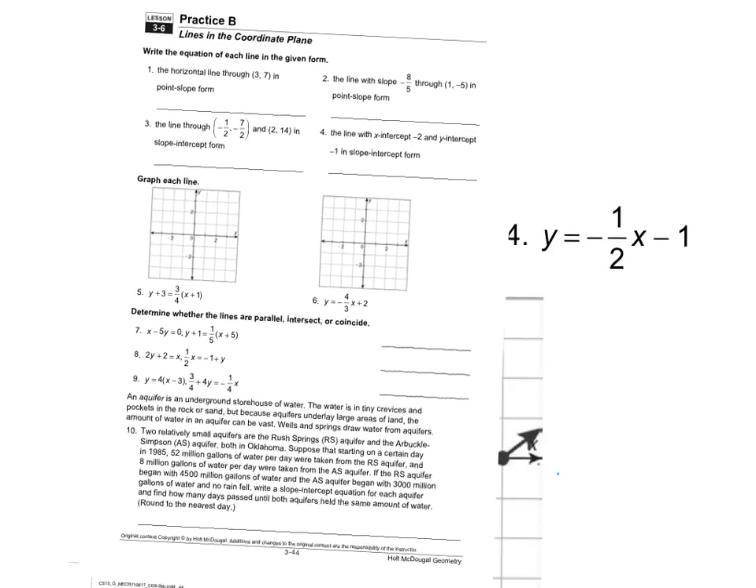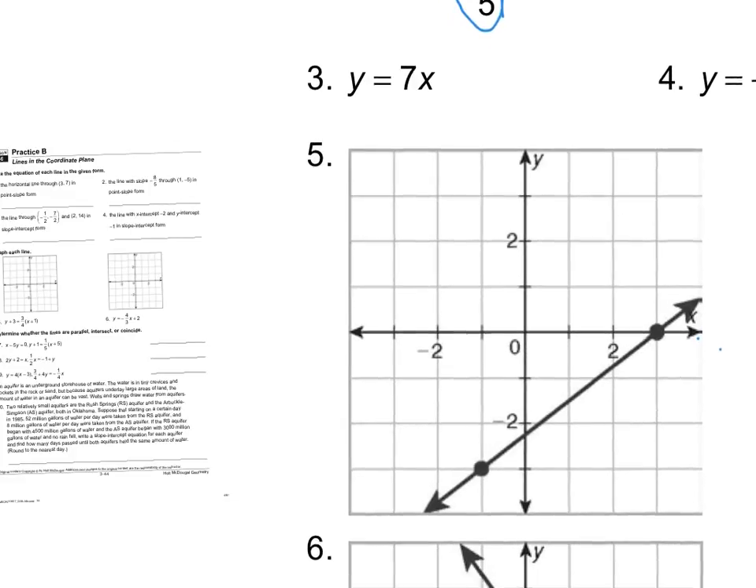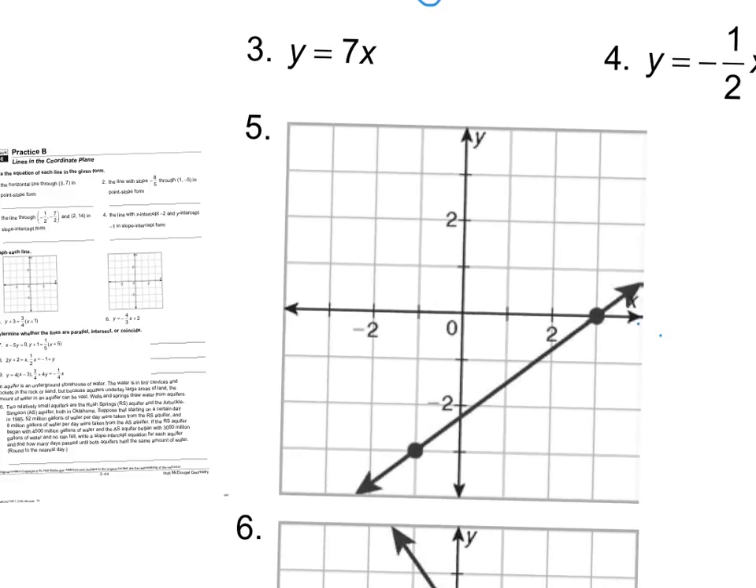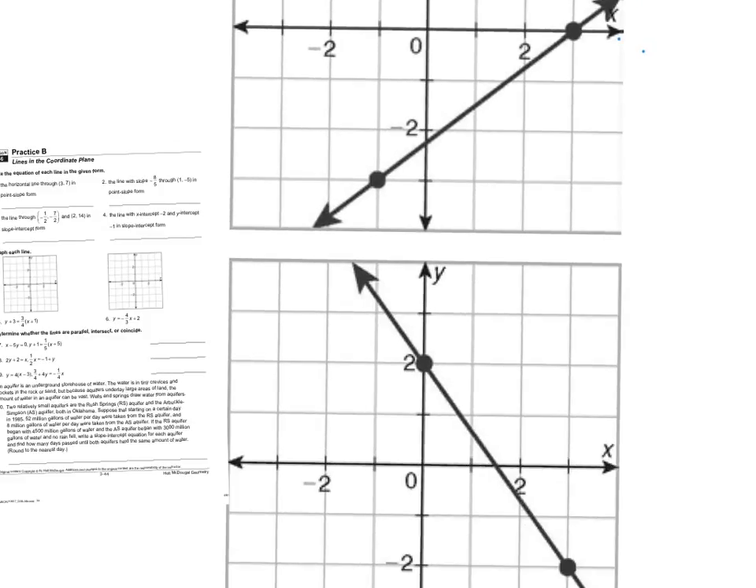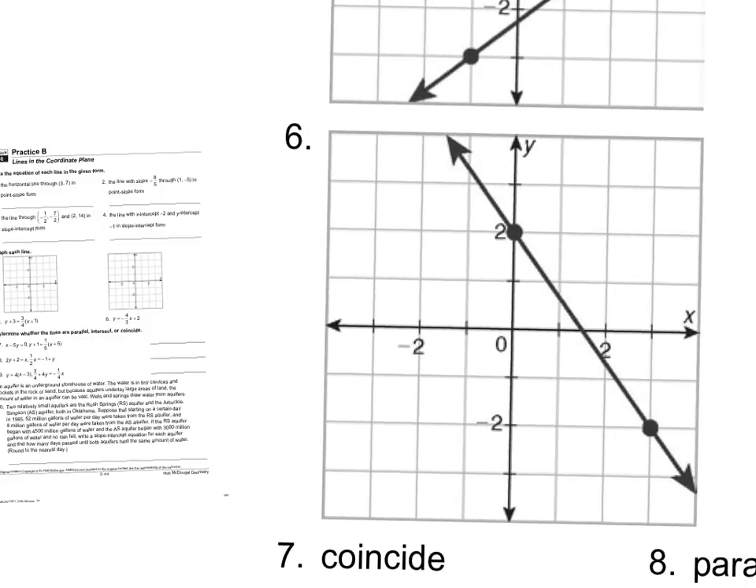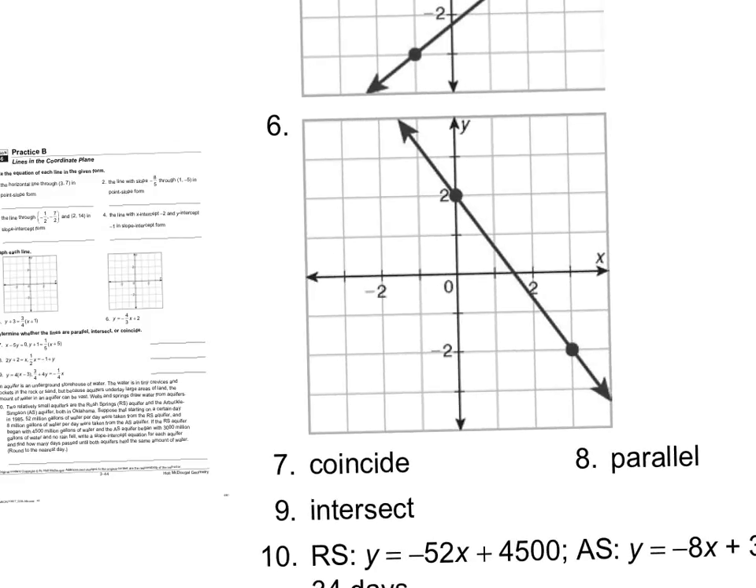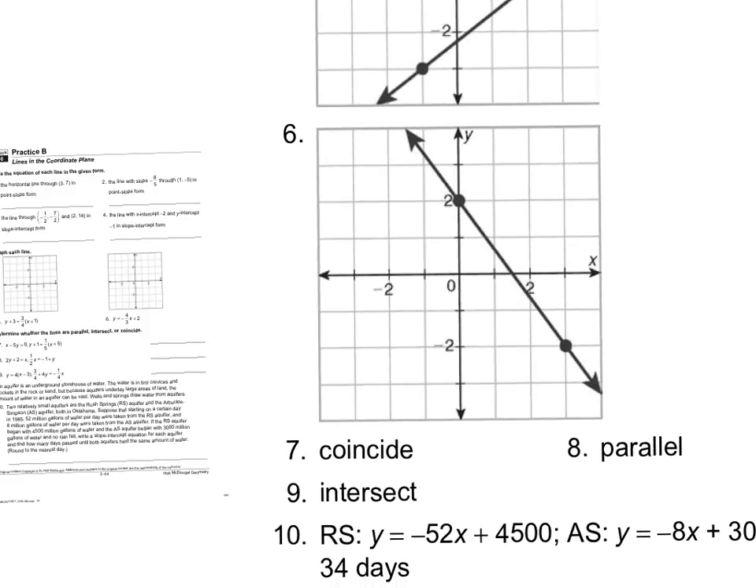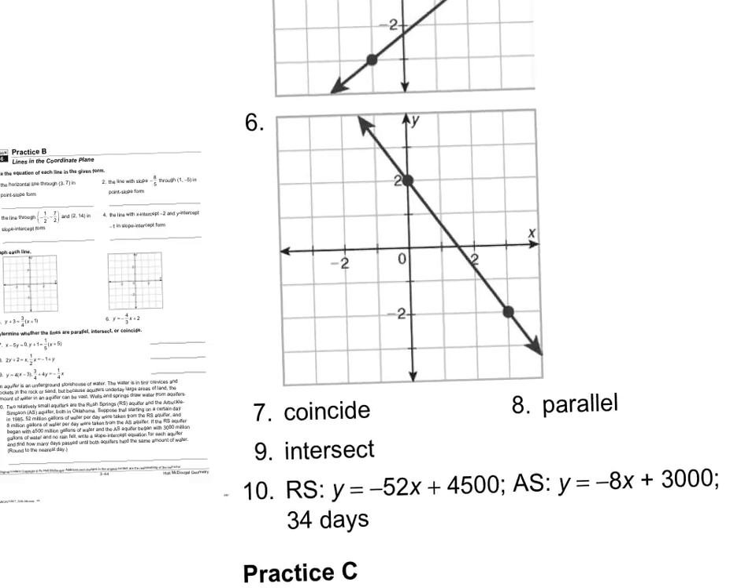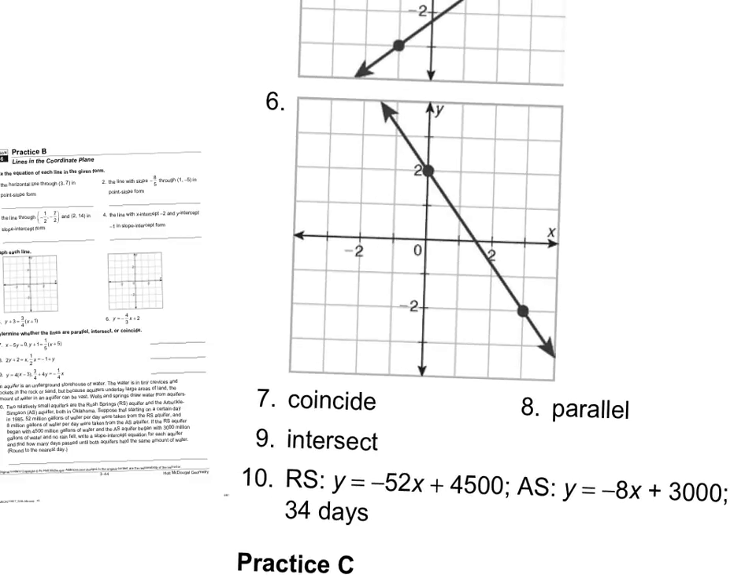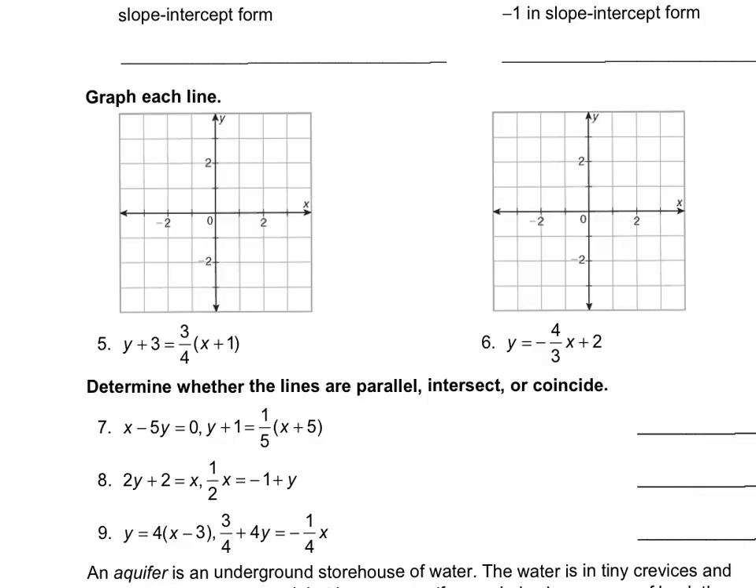5 said graph the line, so 5 should look like this. Let me go through all the answers first. 6 said graph the line, looks like this. And then 7, 8, and 9 were coinciding, parallel, or intersecting. And 10, don't freak out about it. It's 34 days. Okay, so 5, you have two options.